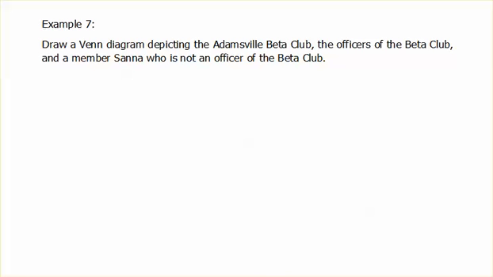Okay, last one here. We have an example 7 that says draw a Venn diagram depicting the Adamsville Beta Club, the officers of the Beta Club, and a member, Sana, who is not an officer of the Beta Club.